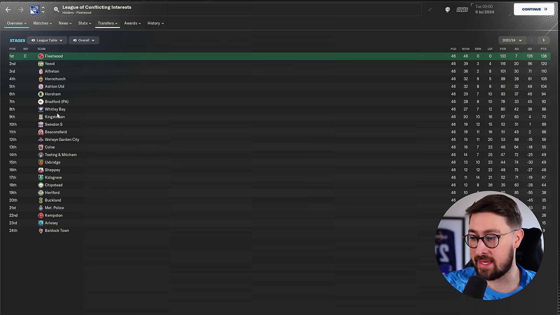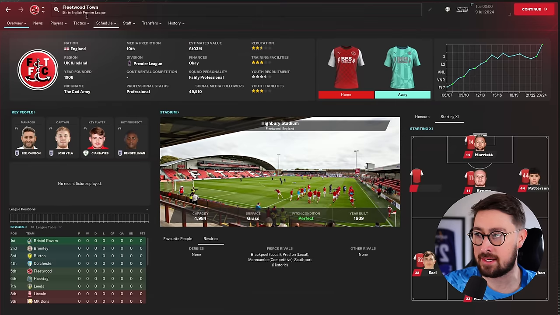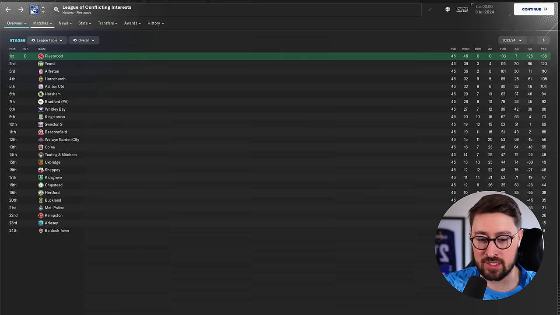Fleetwood won the league. Where did they end up? So they won the League of Conflicting Interests and ended up in the Premier League. So they have gone up to tier one. So you can see that the promotion is working correctly.